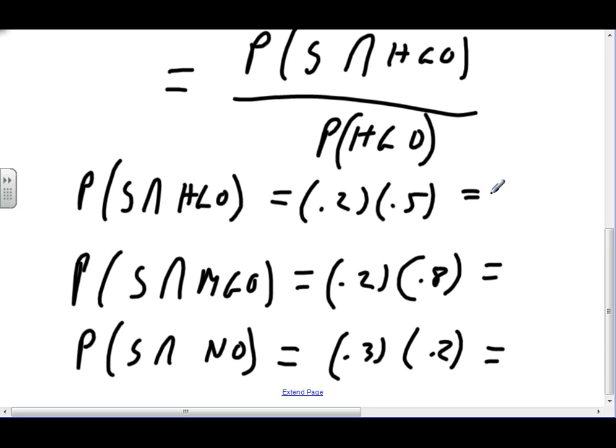Okay, so 0.2, oh, lost my calculator. 0.2 times 0.5, 0.1. 0.2 times 0.8, 0.16. 0.2 times, 0.06.